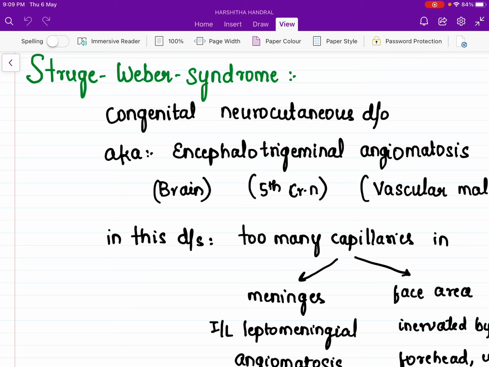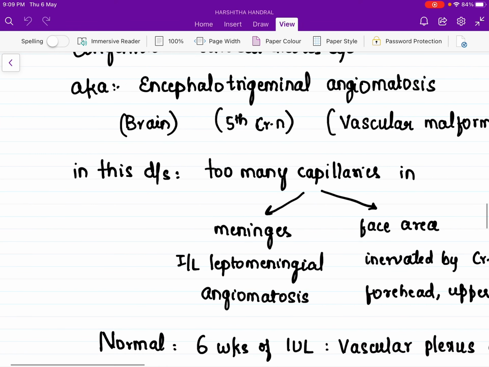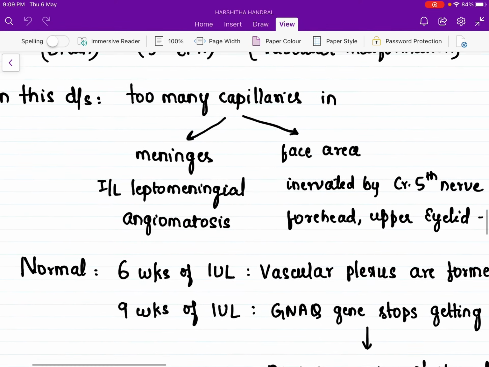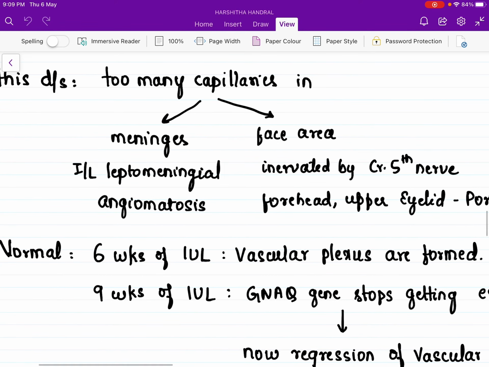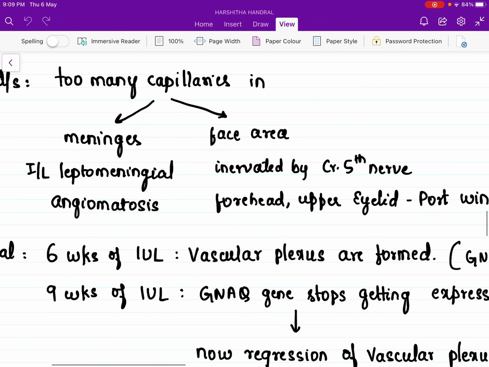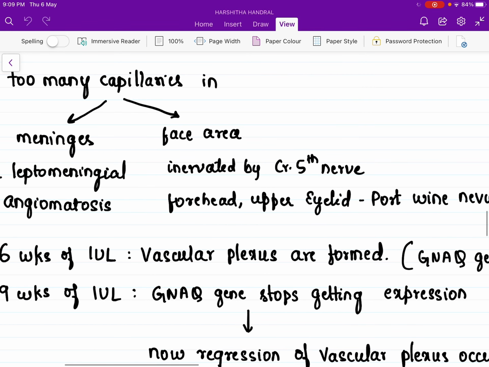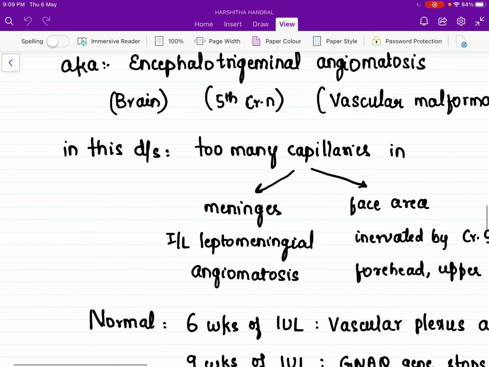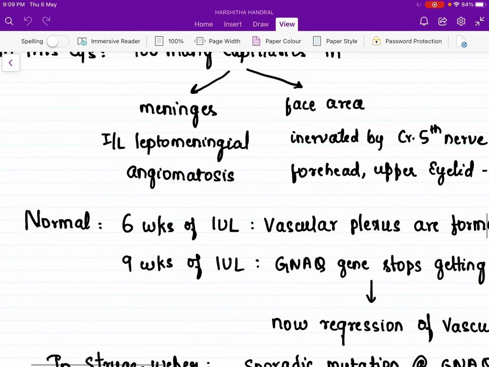So this is the vascular malformation that typically results in the area that is brain and also the fifth nerve innervating areas of the face. So there are too many capillaries in the meninges, that is ipsilateral leptomeningeal angiomatosis, and also in the face area innervated by the fifth cranial nerve, that is the forehead, upper eyelid, port wine stain. That port wine nevus is characteristic of the Sturge-Weber syndrome.